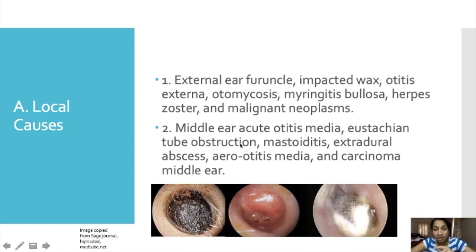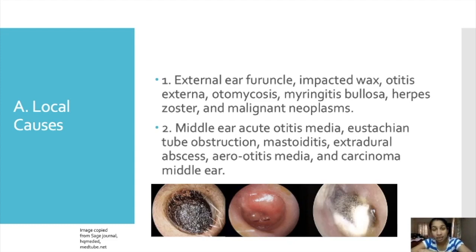So middle ear diseases are acute otitis media, where severe pain will be there, and eustachian tube obstruction. If you have a common cold, there is a chance of obstruction of the eustachian tube at the lower end, because the nasal mucosa gets inflamed, and this lower end of the eustachian tube will also get inflamed. There will be obstruction and a pressure difference, and it will cause severe pain in the ear. Mastoiditis, the infection in the mastoid process.